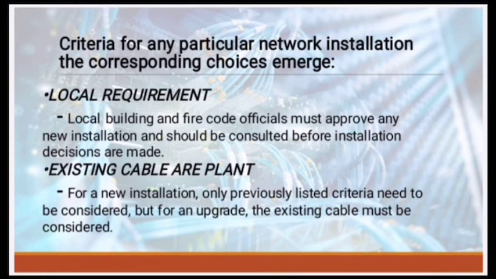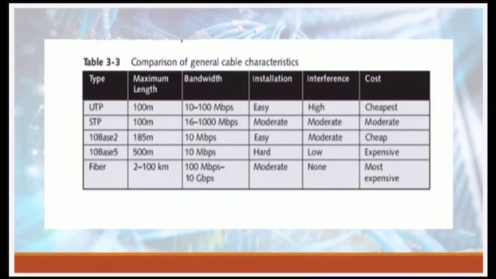Then local requirements. Local building and fire code officials must approve any new installation and should be consulted before installation decisions are made. And then lastly is the existing cable plant. For a new installation, only the previously listed criteria need to be considered. For an upgrade, the existing cable must be considered. For example, if some of the existing cable is to remain, is it compatible with the speeds and new equipment that are planned? And this table shows the comparison of general cable characteristics.